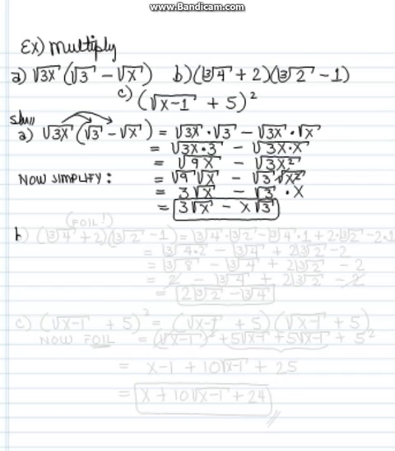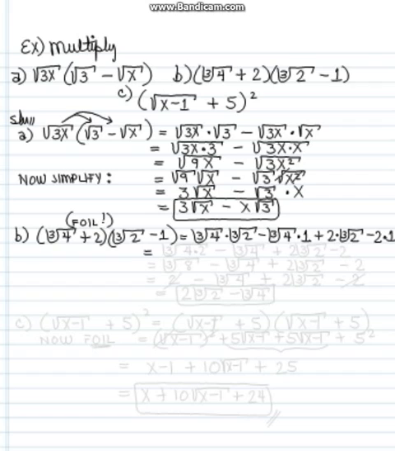Now for part B, we have 2 terms times 2 terms in the parentheses. And whenever we have 2 terms times 2 terms, that means we're going to FOIL. So first times first gives me this, minus the outer times the outer, plus the inner times the inner, minus the last times the last.